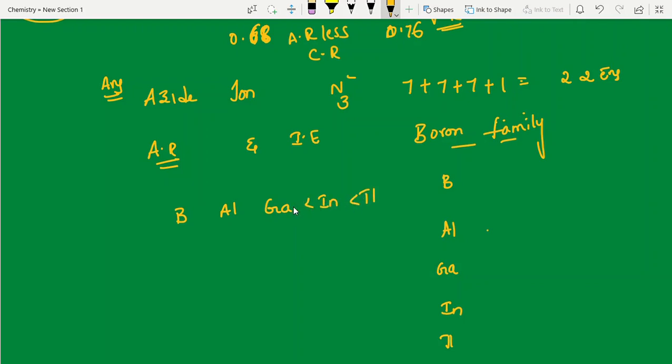Okay, up to here fine, but here is the exceptional case. This is a wrong order. This is not correct. What is the correct order? Correct order and actual case. Yes, here is the exceptional case. Gallium has 3d10 electronic configuration.